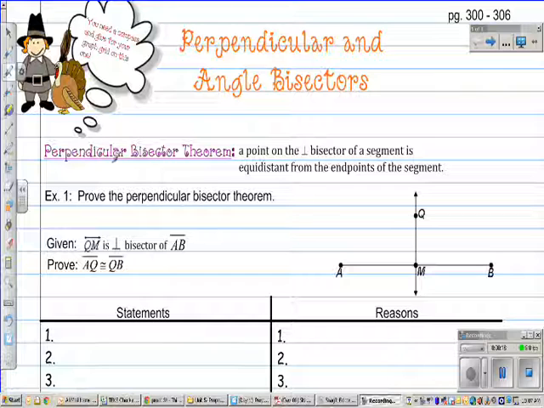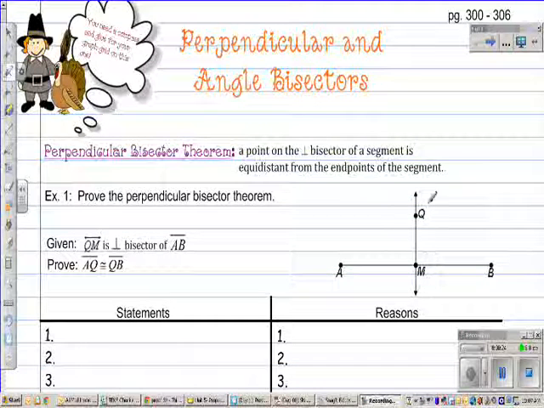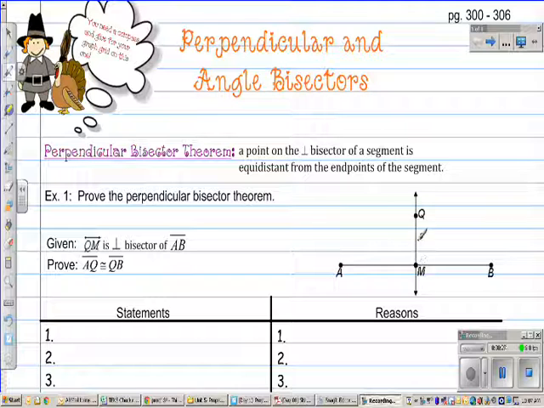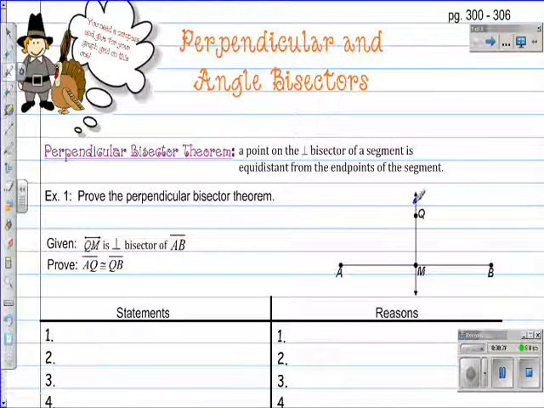So the perpendicular bisector theorem just tells you that a point on the perpendicular bisector of a segment is equidistant from the endpoints of the segment. Meaning, if M is the perpendicular bisector, then any point on line M, the distance from this point to one endpoint of my segment is equal to the distance from this point to the other end of my segment. Okay, so that's true for any point you could possibly draw on the graph.